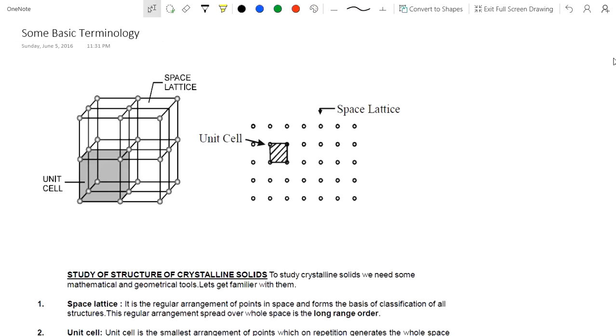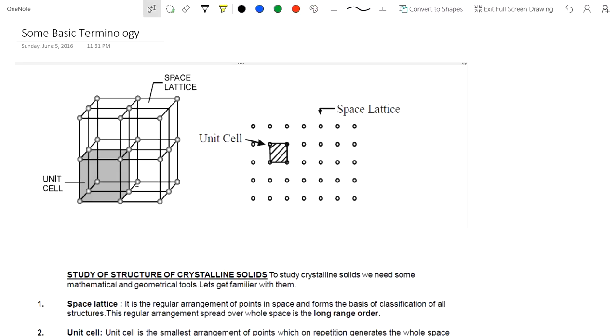Now I'm going to introduce some basic terminologies. One of the terminologies that we use is called space lattice. It is nothing but a regular arrangement of points in space which forms a continuous three-dimensional arrangement of points in space. So for example, the space lattice in the diagram that is shown is a three-dimensional repetition of points that gives you a regular arrangement. Now if this regular arrangement is spread over a wide range of space, it is called long range order.